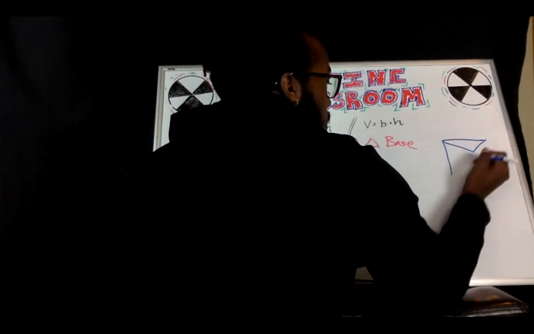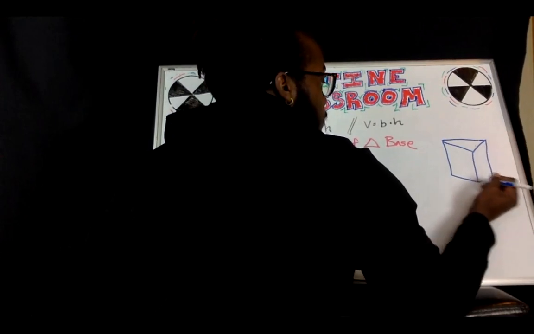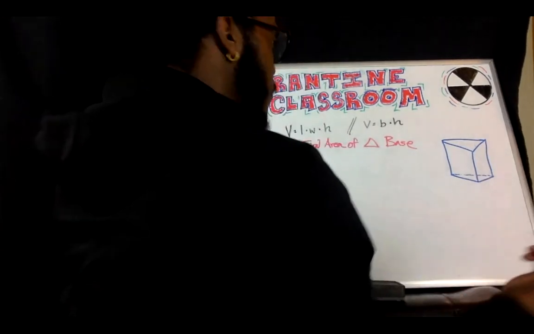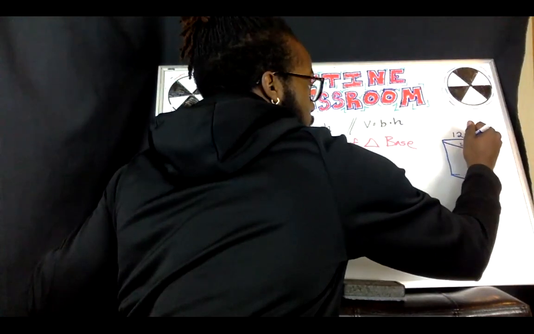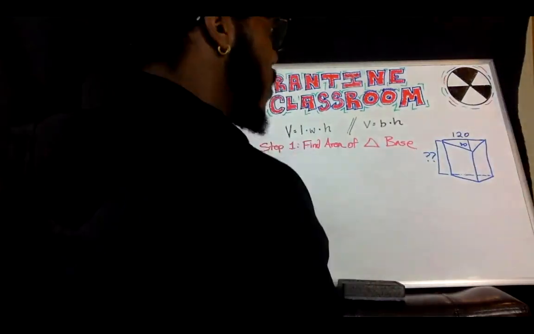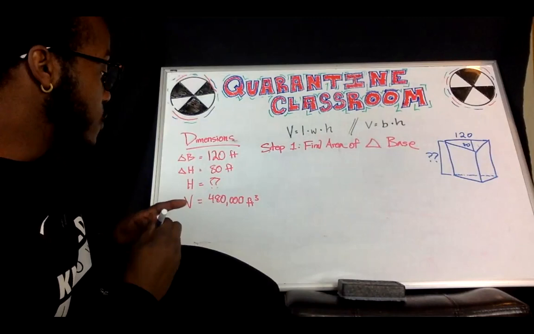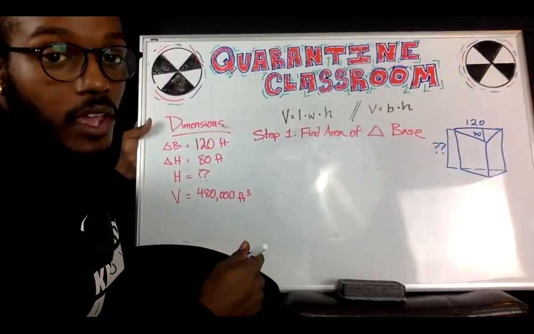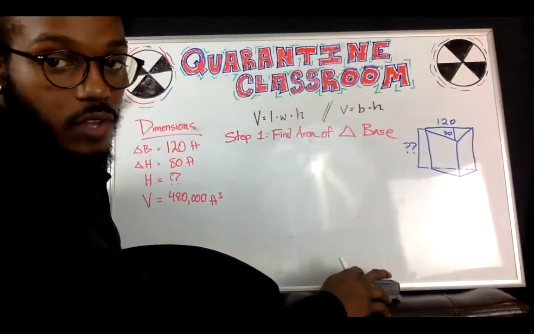And understand this, your sketches do not have to be beautiful. Mine oftentimes are not. Okay, so again, 120, this is a height of 80, and then we have this unknown thing. But what we do know is that volume is 480,000. That's a crap ton of water. And so basically, okay.